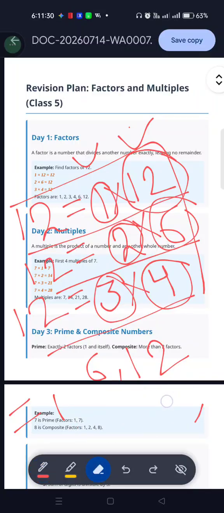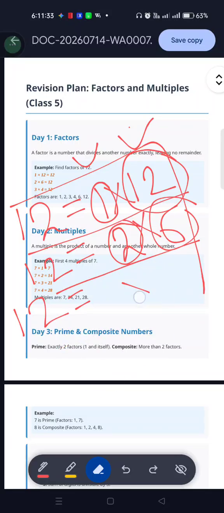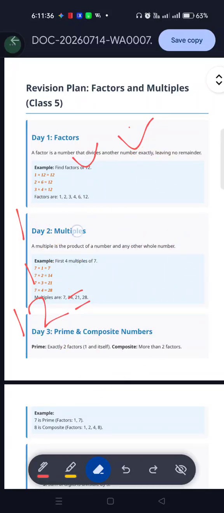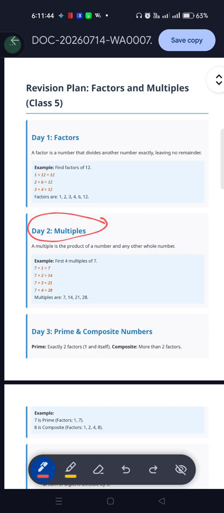Now we are going to multiples. I think you are already familiar with multiples. You already know about multiples. What are multiples? See here, multiples. First of all, we will read its definition here. A multiple is the product of a number and any other whole number. You can read its definition or you can learn it also. So whenever anybody asks you what multiples are, you can say that a multiple is the product of a number and any other whole number.